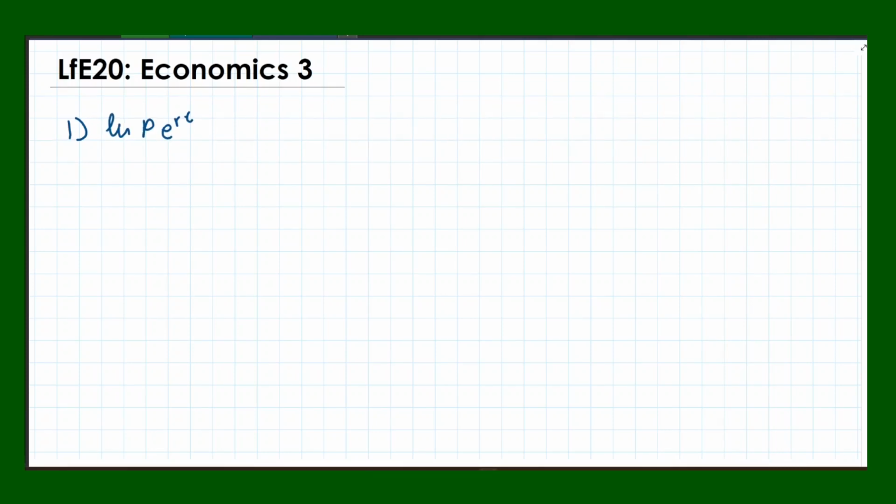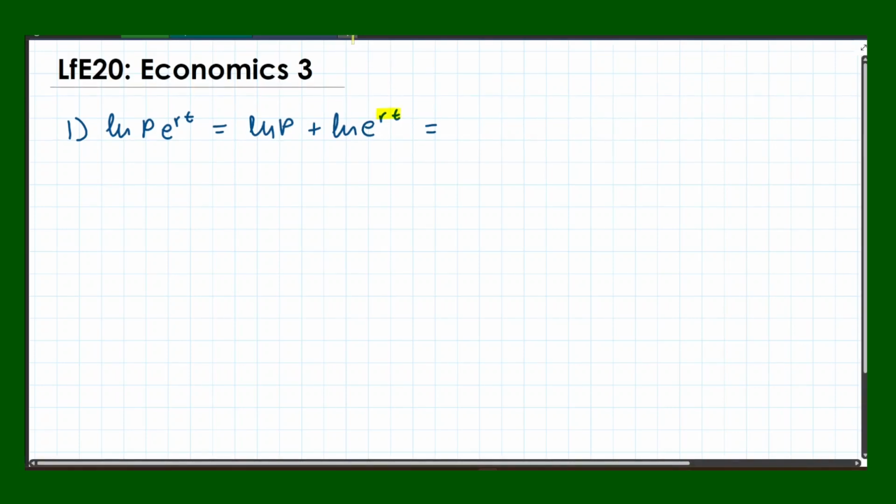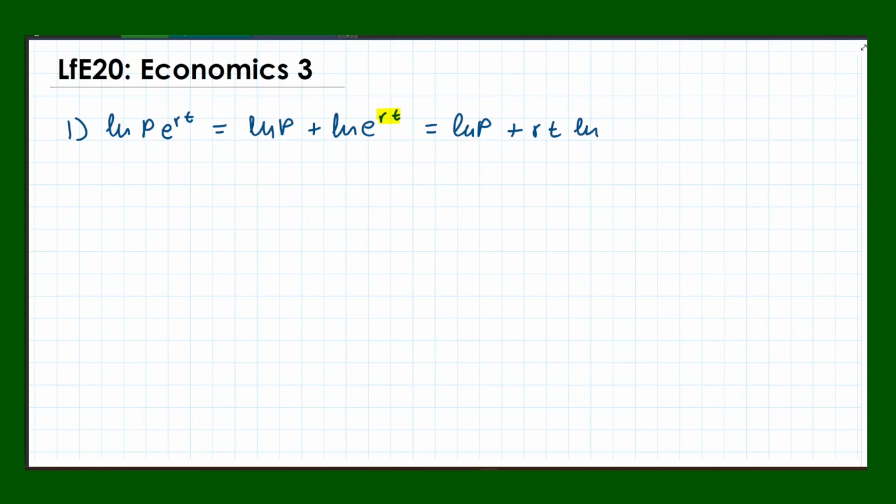ln p e to the rt. Okay, so what's going on in here? We have got a multiplication behind the log sign because p and e has nothing in between them, so that's always multiplication. So we can break it out as adding the same logs. So this would be ln p plus ln e to the rt. Okay, again, just like in the previous videos, this rt is in the exponent, so we can bring that down as a multiplier. So ln p plus rt ln e. And now ln of e is just equal to 1. So what we ended up here is ln p plus rt.